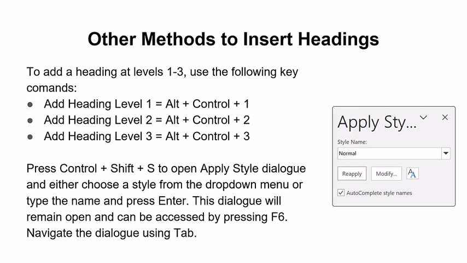There are also other ways to add styles. Press Ctrl plus Shift plus the letter S to open the Apply Styles dialog, and choose a style from the drop-down menu, or you can type the name of a style and press Enter, and it will auto-complete. The dialog will remain open and can be accessed by pressing F6 and navigating that dialog using the Tab key. We'll talk a little bit more about the F6 key as we progress.